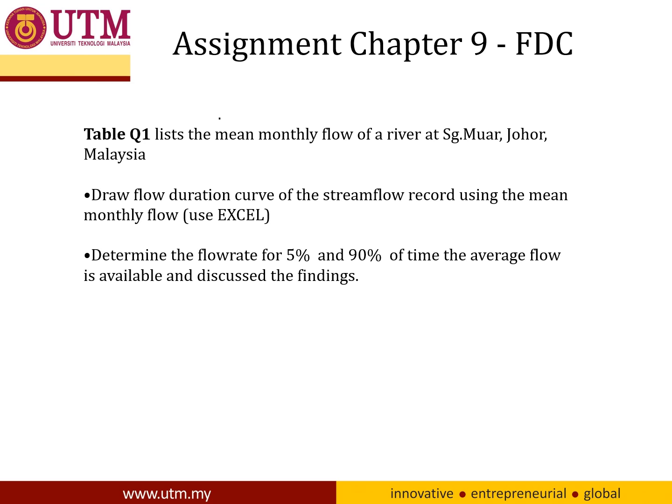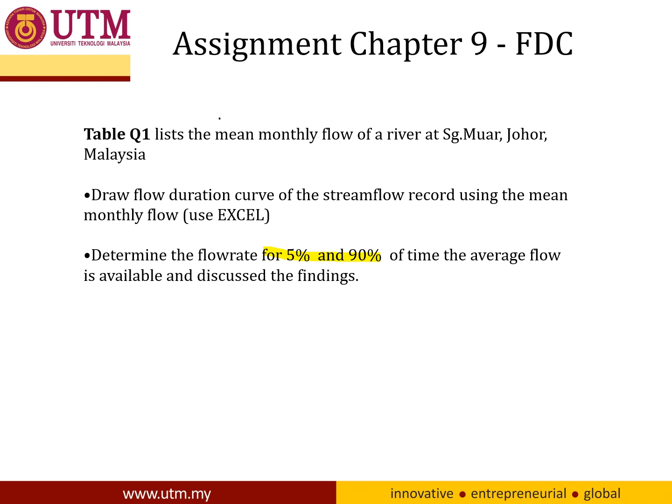It's not really complete if you don't have an assignment. For this chapter 9 assignment, Table Q1 in the next slide is the mean monthly flow of a river at Sungai Muar, Johor. Do the flow duration curve using Excel, and then determine the flow rates for 5% and 95%. This would be your assignment.